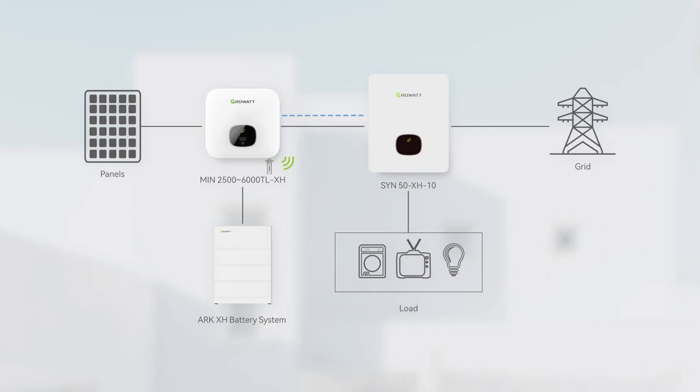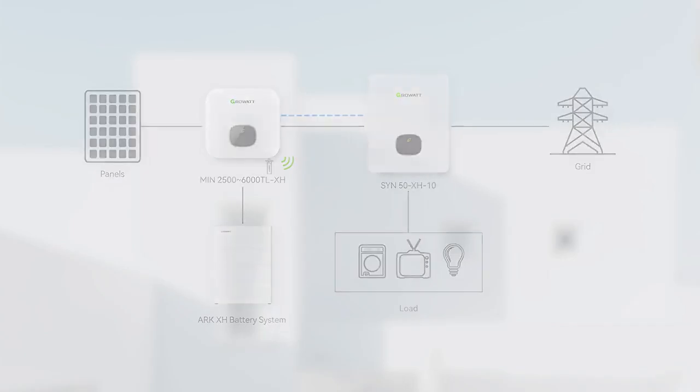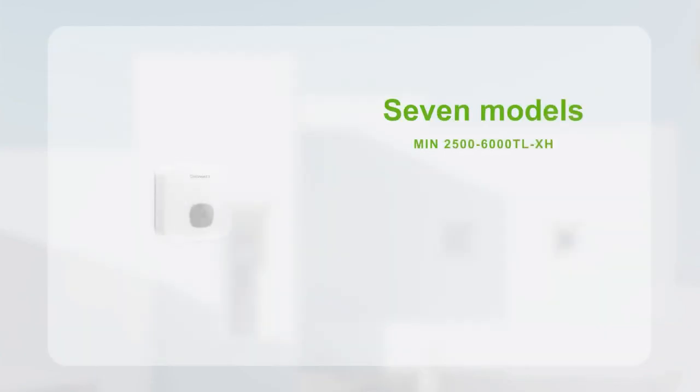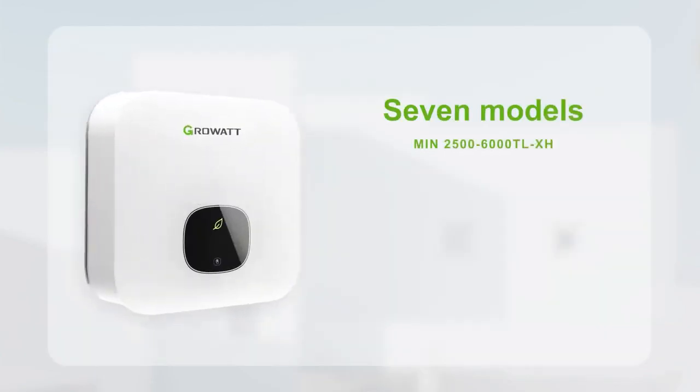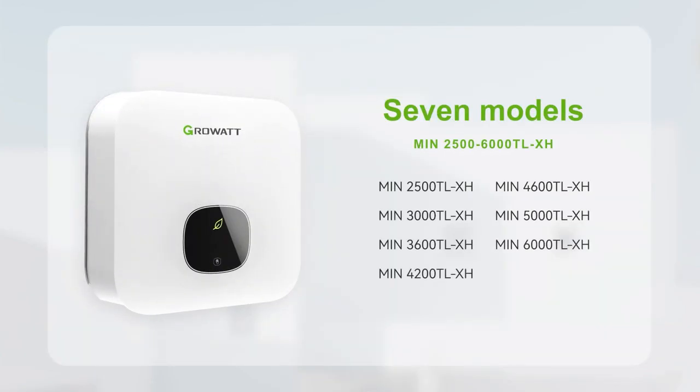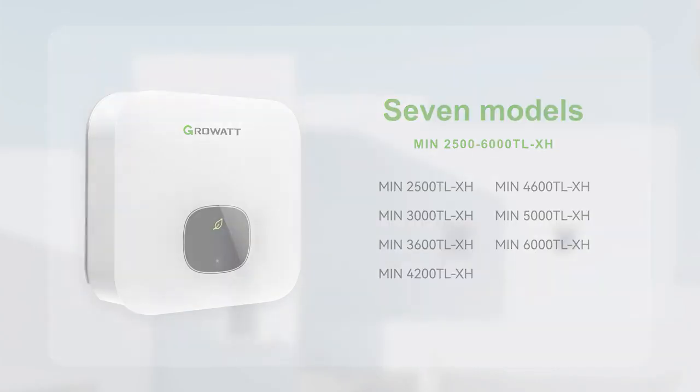MIN-XH is our classical battery-ready inverter. It can work as an on-grid inverter, and also could be extended as a storage system. By using the SYN device, the on-grid and off-grid switch could be realized easily. There are 7 models in MIN-XH battery-ready series, ranging from 2,500 to 6,000 kilowatts.